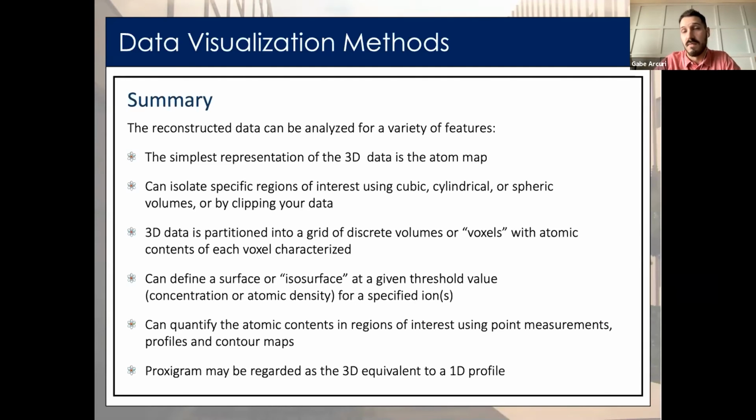Next, we can take these subvolumes that we isolated and quantify the atomic contents of them using either point measurements, such as our bulk concentration, our 1D profile, our 2D contour maps. And then we can also use our proxygram, which we can think of as our 3D equivalent of our 1D profile. And this provides a number of advantages while working with more 3D shapes that are not the same as our cube or cylinder or sphere, such as a cluster.